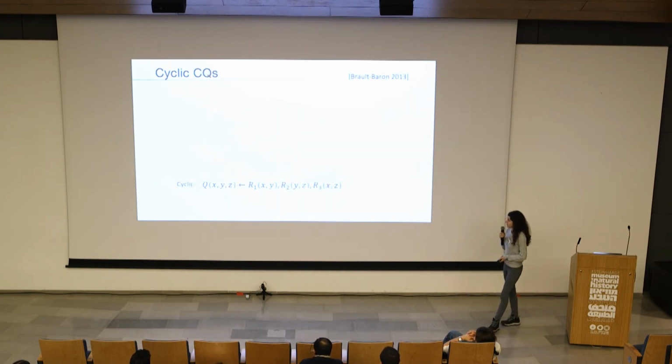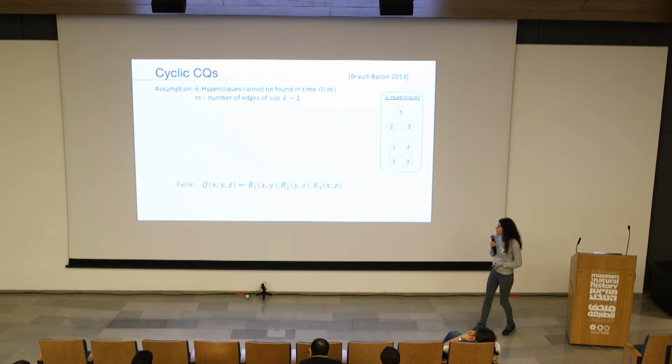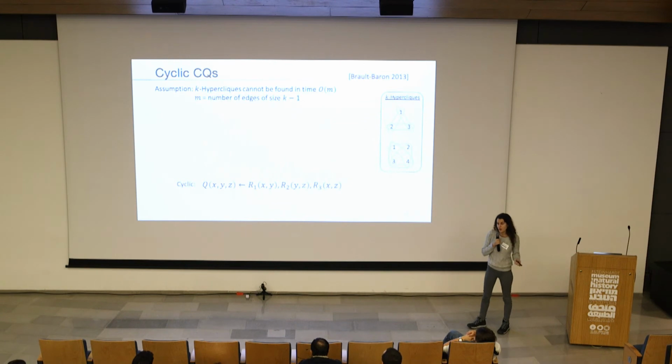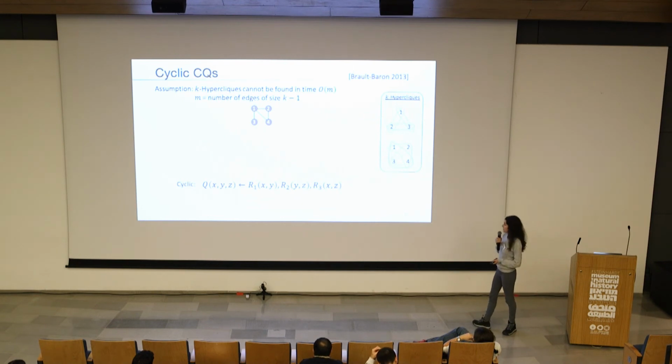Okay, what about cyclic queries? So to show that cyclic queries are hard, we need the assumption that we cannot find hypercliques in a graph. So we cannot find a set of k nodes such that each k minus 1 of them appear in an edge. And then for every query, we would need this assumption for a different k. So for example, for this query here, we need this assumption for k equals 3, so we need to assume that we cannot find triangles in linear time in the number of edges.